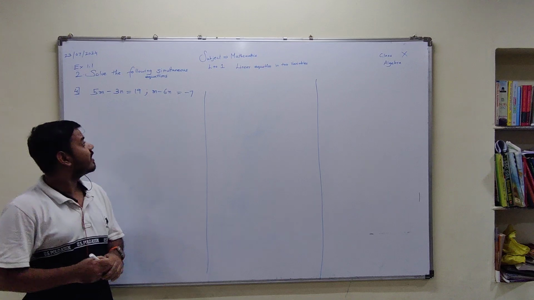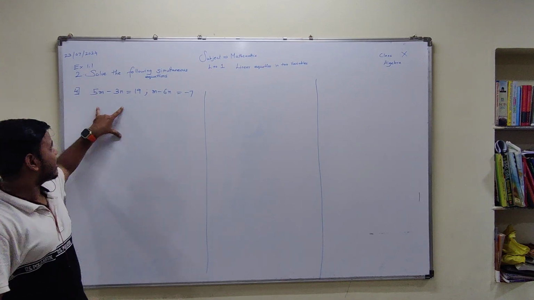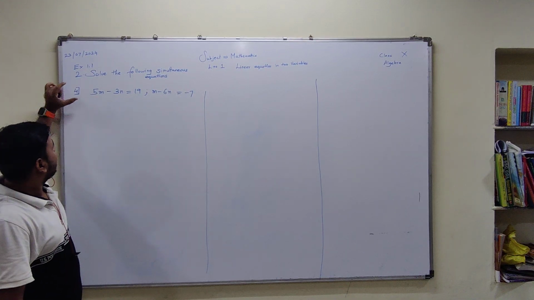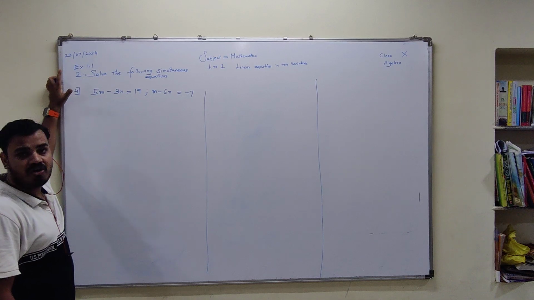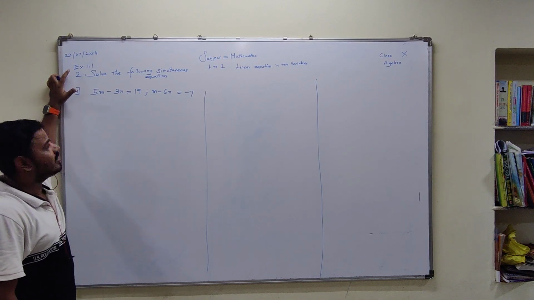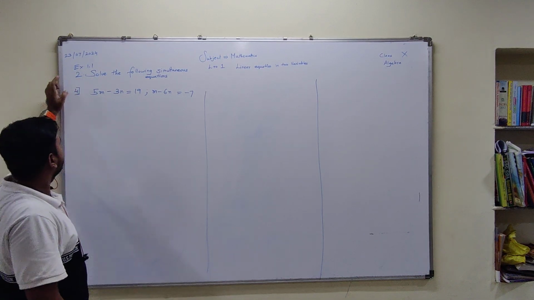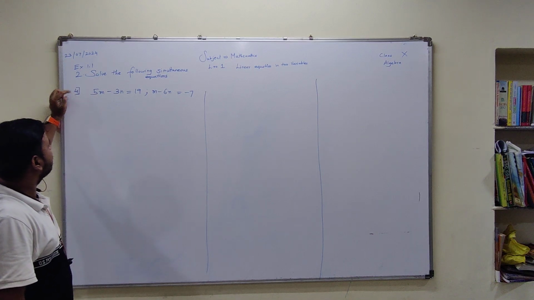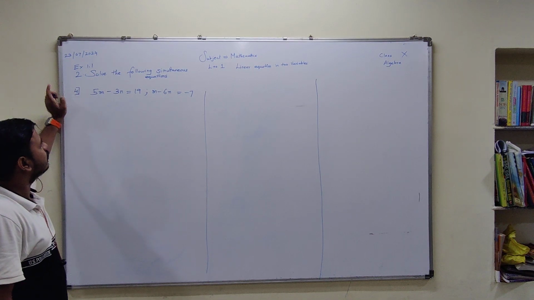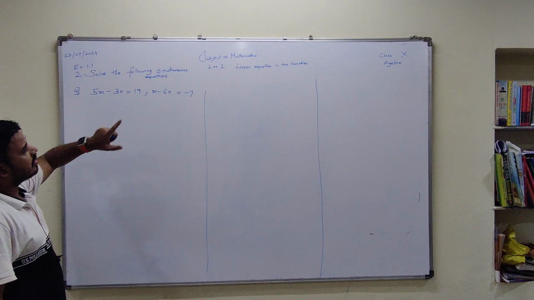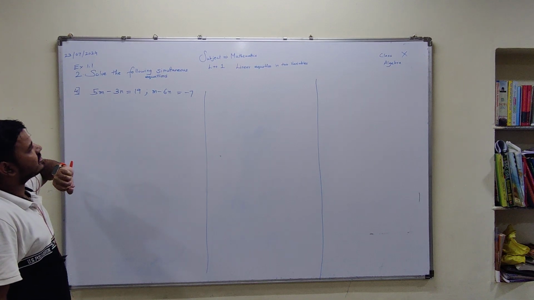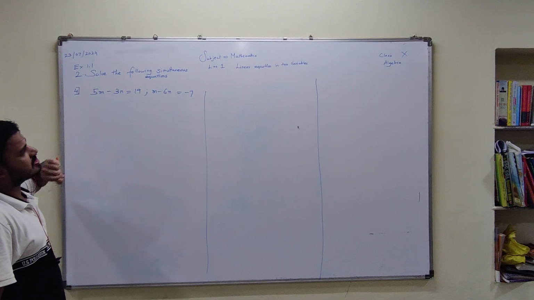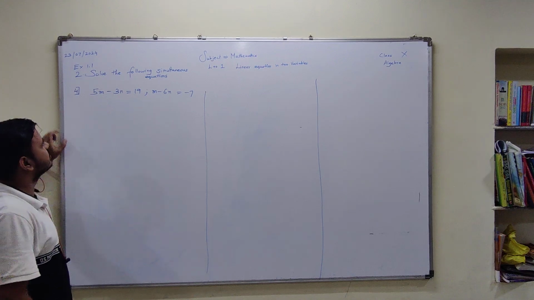Welcome back, dear students. In the last session we solved example number 3 of exercise 1.1, question number 2. Now we are going to solve example number 4. We are looking to solve simultaneous equations, linear equations in two variables.